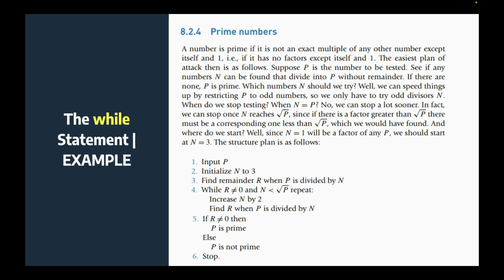The structure plan for this program is: input P, initialize n to 3, find remainder r when P is divided by n. While r is not equal to 0 and n is less than the square root of P, repeat: increase n by 2, find r when P is divided by n. If r is not equal to 0, then P is prime, else P is not prime.